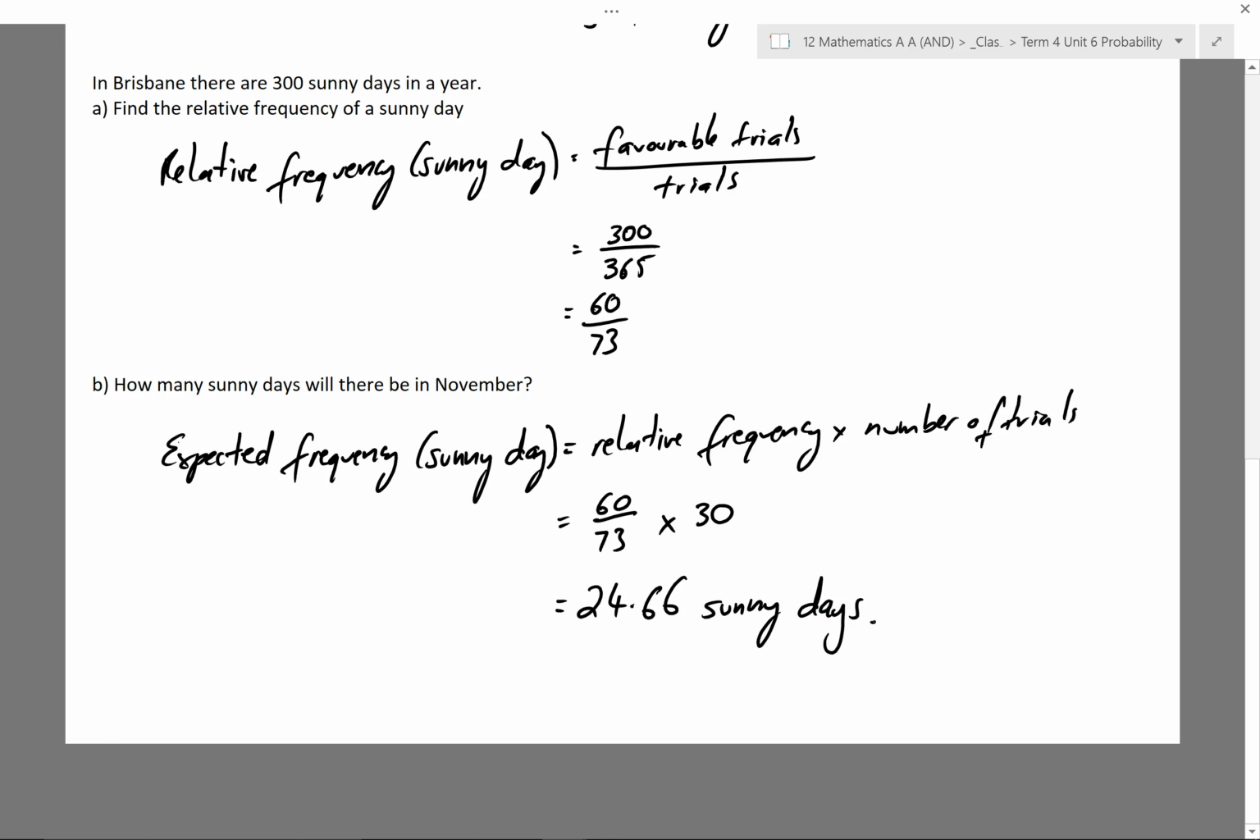Now, whenever we're finding expected frequencies, we won't round this because that might limit my ability to use this to do more projections in the future. Maybe I want to know how many sunny days there'll be in Novembers for the next decade. I'd multiply this by 10, rather than multiplying either 24 or 25 by 10.